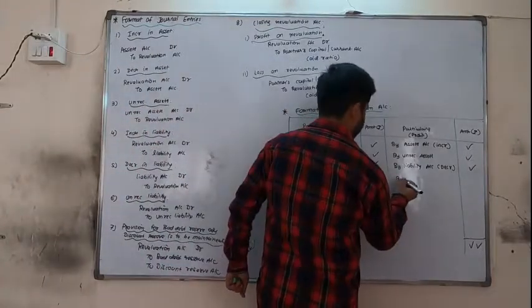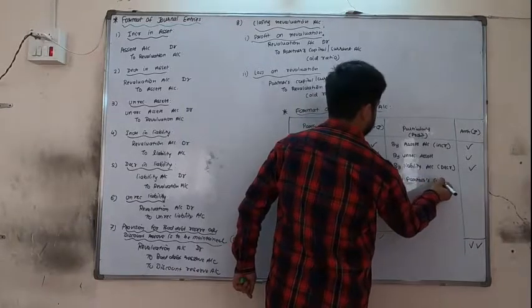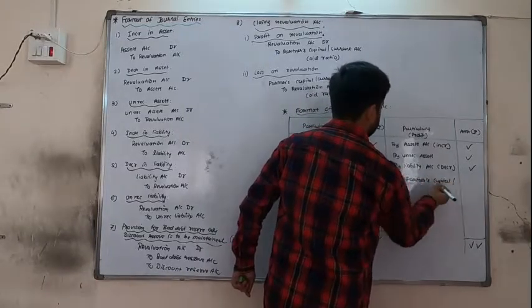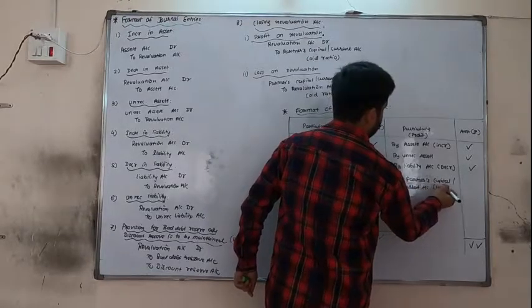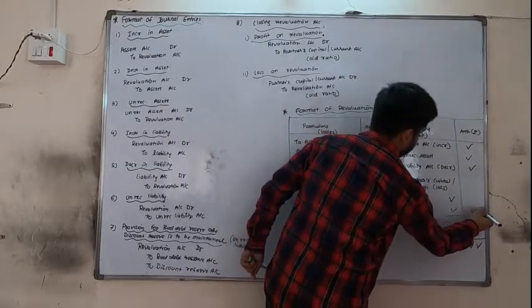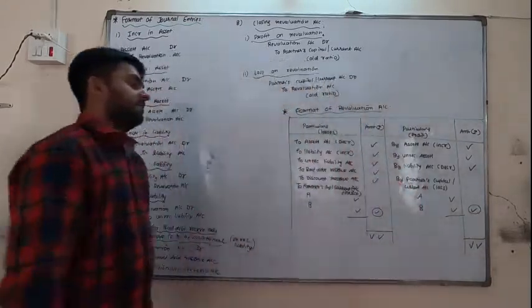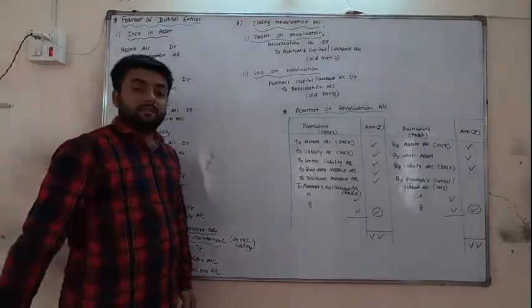Here also, by partners' capital or current account, and in bracket write loss A, B. So these are the formats of journal entries and the format of revaluation account.